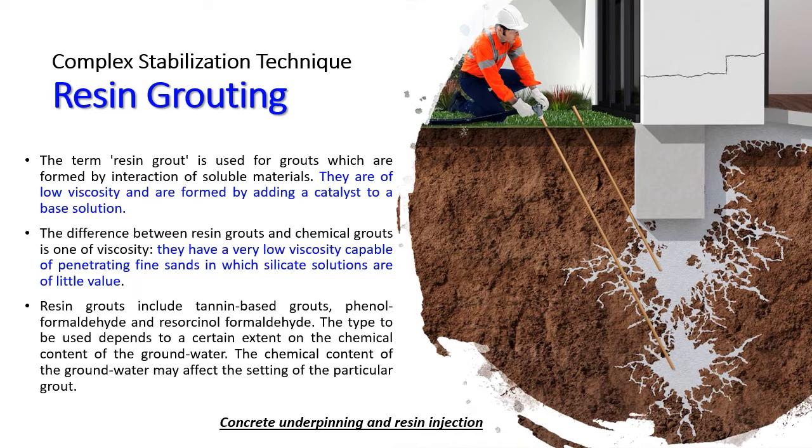The difference between resin grouts and chemical grouts is one of viscosity. They have a very low viscosity, capable of penetrating fine sand in which silicate solutions are of little value. Resin grouts include tannin-based grout, phenol formaldehyde, and resorcinol formaldehyde. The type to be used depends to a certain extent on the chemical content of the groundwater.